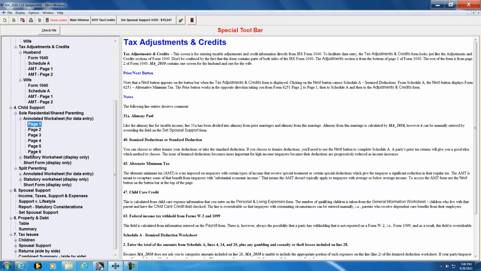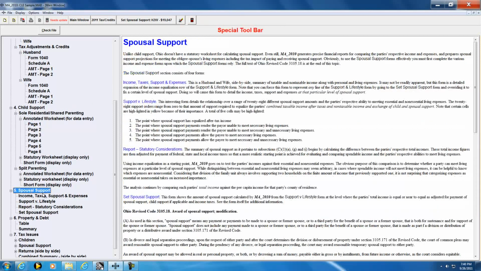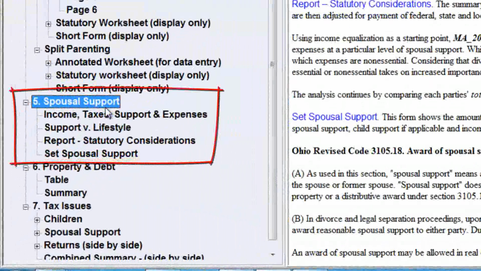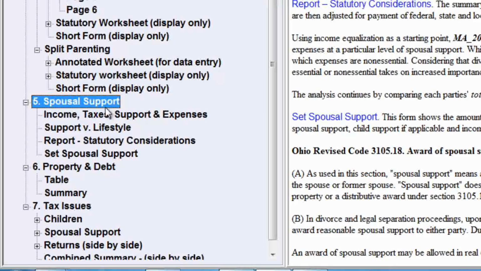Support. Of course, this being a spousal support calculator, this is the main section. And the nice thing from a data entry standpoint is that there's no data entry required in this section. All the calculations are performed on the basis of what you've done already in sections 1 through 4. And that's why I refer to the forms in this section as reports rather than worksheets.